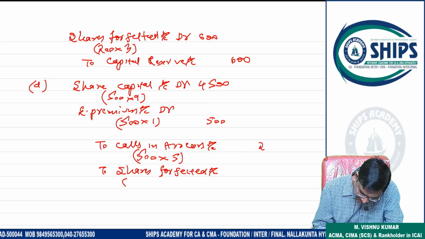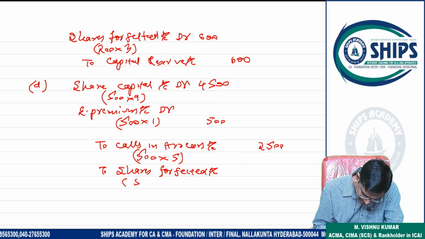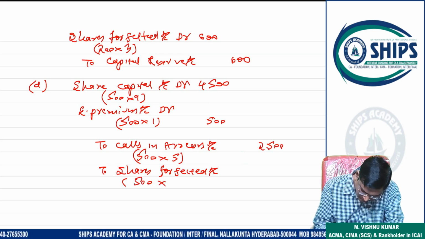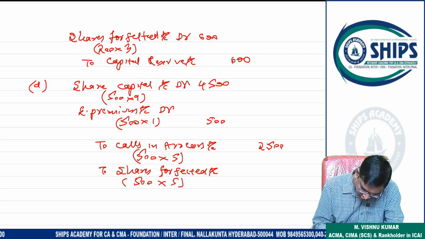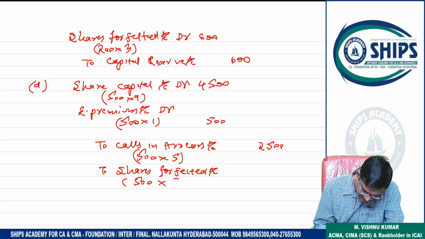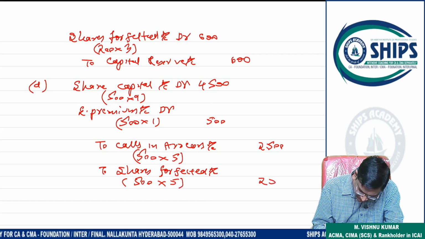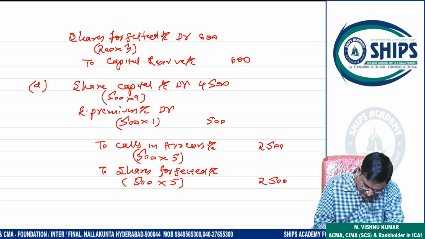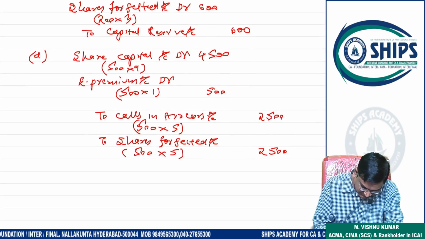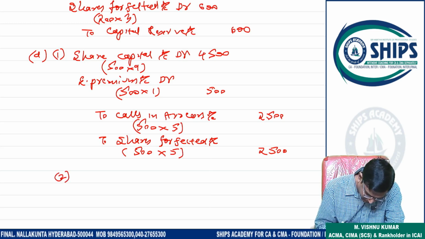1,500, and 5 rupees is paid. Because out of 5,000, 2,500 is call scenario. Remaining 2,500 is what? It's for... clear? First entry for forfeiture.